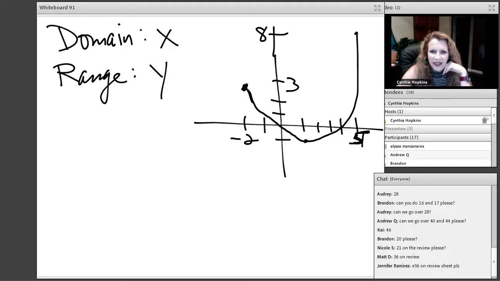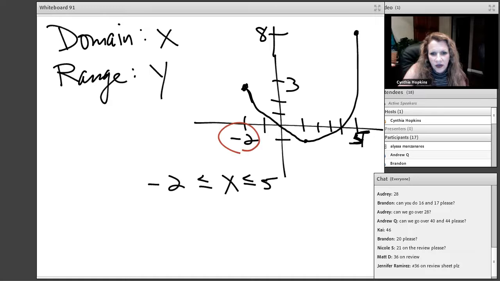Okay, let's say I gave you this graph and I said, state the domain and range. Well, since domain is X, I would make sure that my brain is thinking in the X direction. Don't think up and down, think X direction. Okay, so doesn't the X's start at -2, and then that's less than or equal to my X, which is less than or equal to 5. So I'm looking from the very left to the very right. It goes from -2 all the way to 5. Okay, now that's my domain.